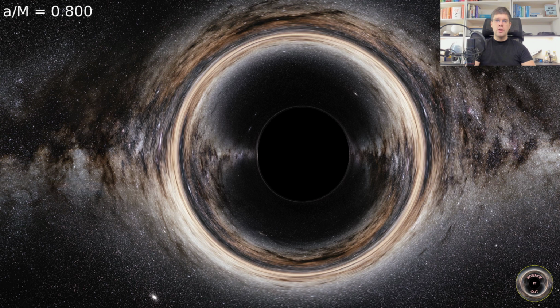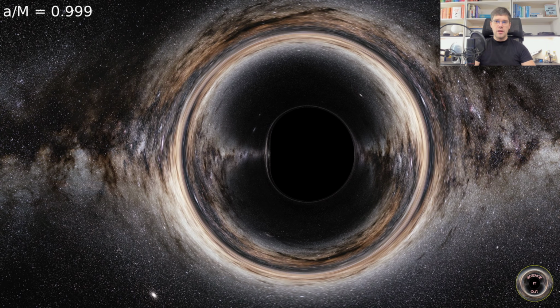So far we were going in steps of 0.2, but now instead of going all the way to 1.0, we will stop at 0.999. And such a spin is easily noticeable at first glance. The left side of the shadow is now very different from the right side. It's clear that something is going on here.